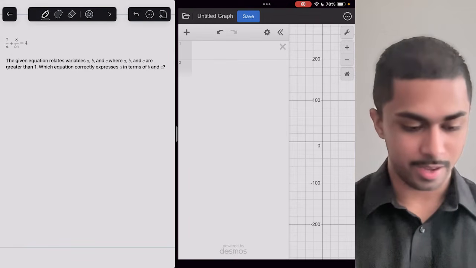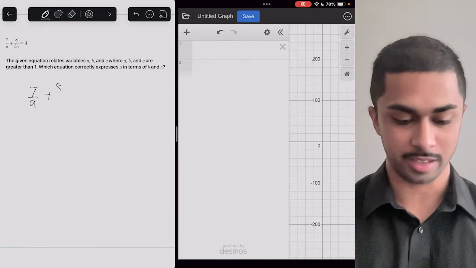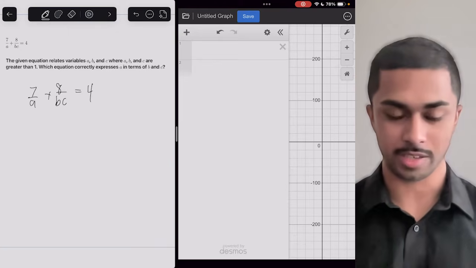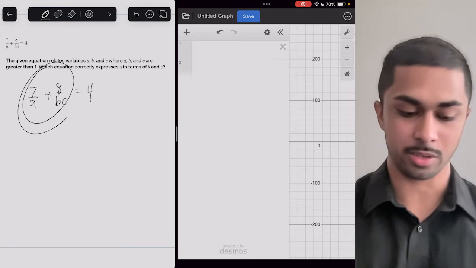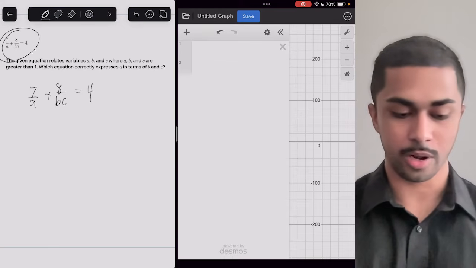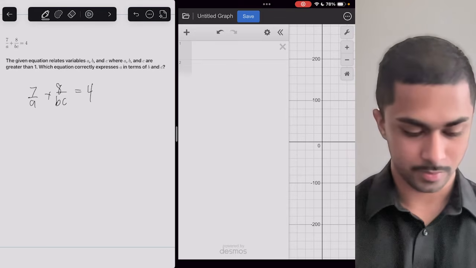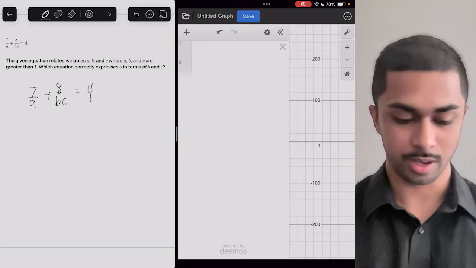So anytime you're given a bunch of variables in an equation and you are told to isolate for a single variable, what I want you to do is ignore the variable that you want to isolate for now, and only focus on combining the two fractions. Whatever fractions there are, whenever you're isolating for a certain variable, just combine them first. So how do we combine these two fractions? We need a common denominator. The common denominator between a and bc is abc.